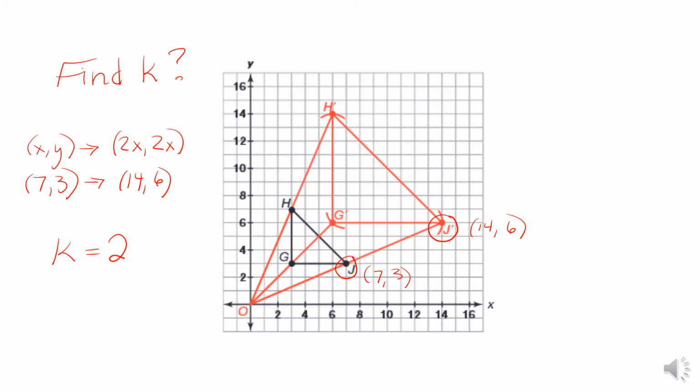Okay, now would that work with every point? Let's check H. So H is 3, 7, and then H prime then should be 6, 14. So let's look. Go up 6, 14, and there it is.